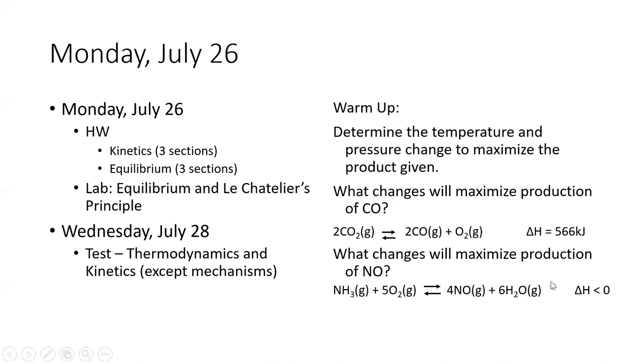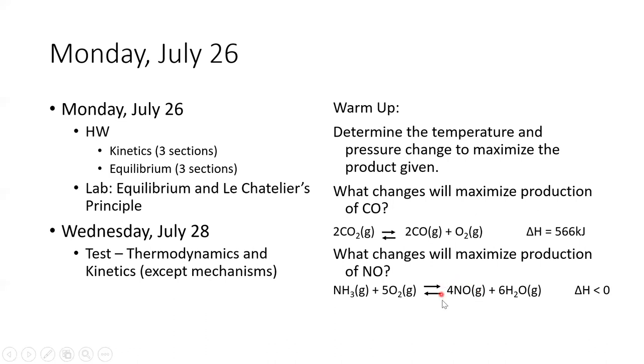Okay, so think about this. If energy is over on the product side, if we decrease the temperature, that's going to cause a shift to the side that will relieve that stress, towards the product side, which would increase our carbon monoxide. So we would want to decrease the temperature to cause a shift to the right and an increase in carbon monoxide.